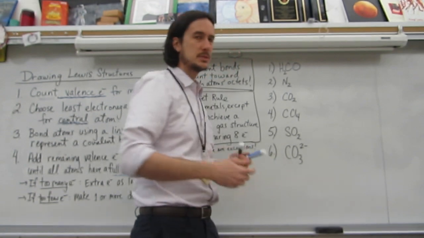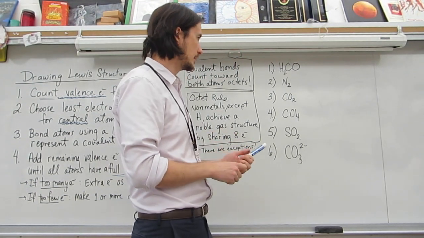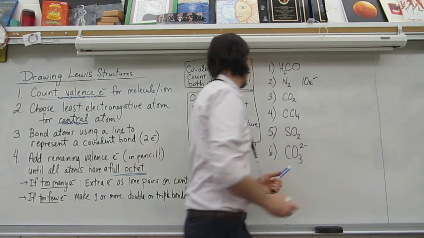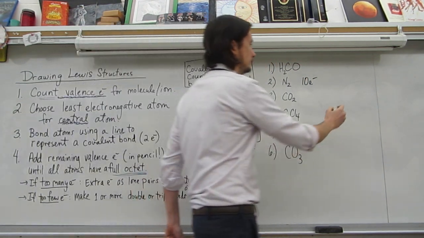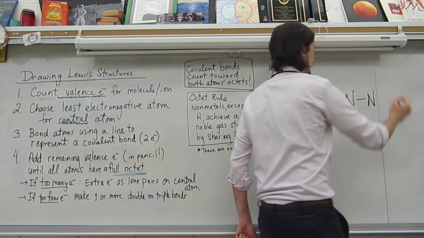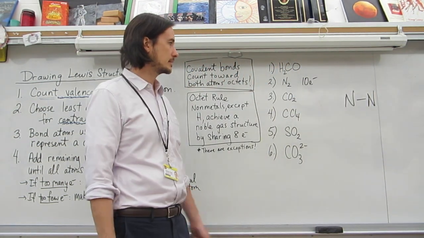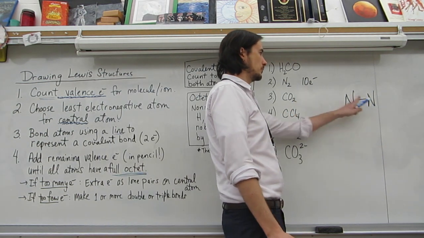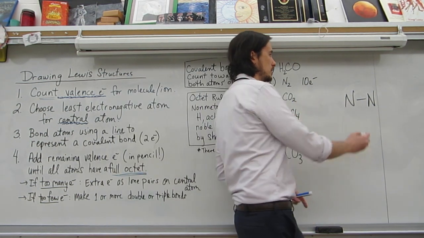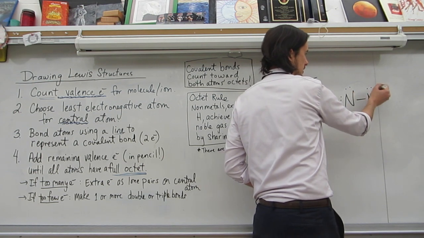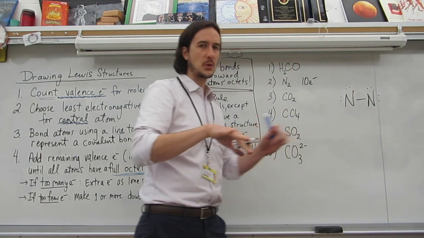N2. Nitrogen. So we have 2 atoms. There's not a central atom if you only have 2 atoms. You look at the periodic table, we've got 10 electrons. Bond them. All right, put them together. Now we're going to add electrons until we've got the octet. So we've got 8. We've used 2. We've got 8 electrons left. 2, 4, 6, 8. I'm just kind of spreading them out.